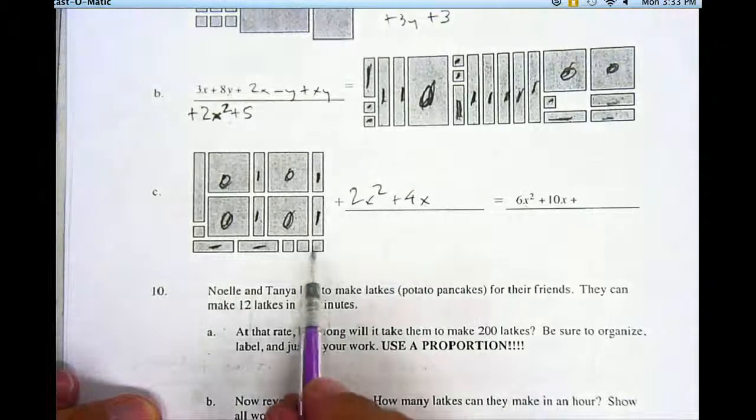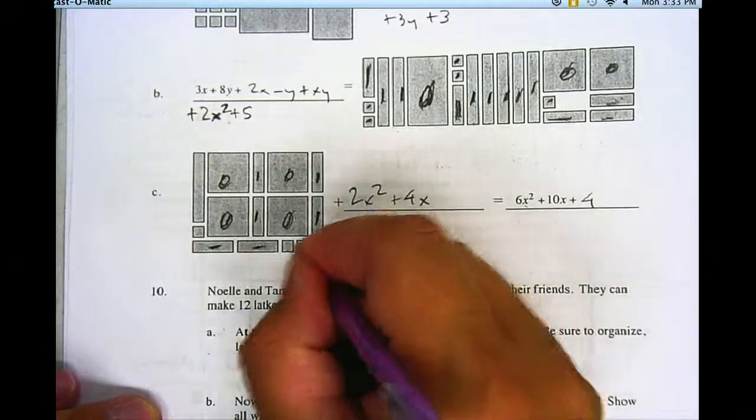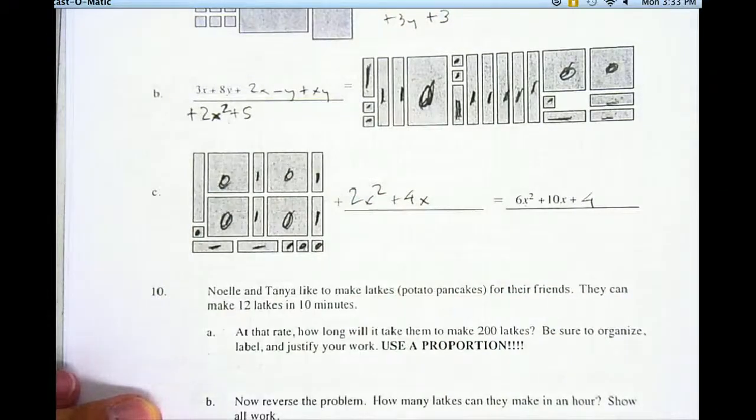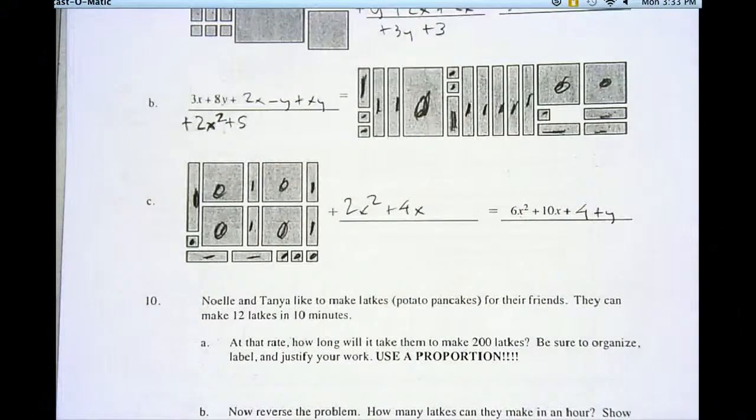Over here, I have 1, 2, 3, 4. So I'm going to have to add 4. And that's going to take care of those on the other side to make it balanced. And I think I just have that 1y over there, so plus y. So that'll take care of that. Now I have everything accounted for, and now that's a balanced equation also.